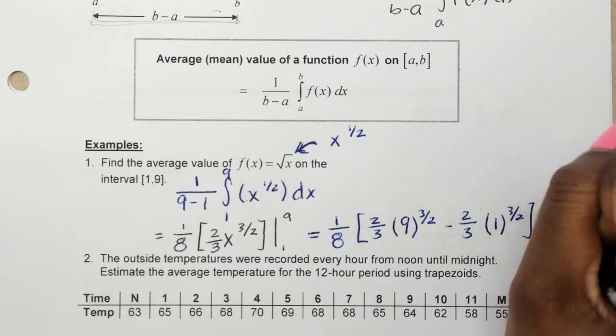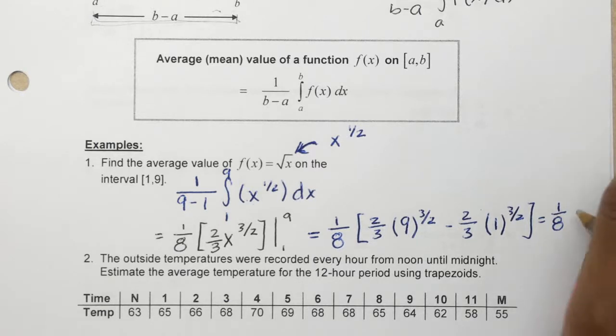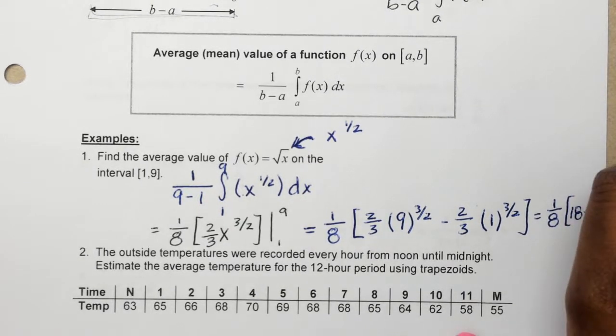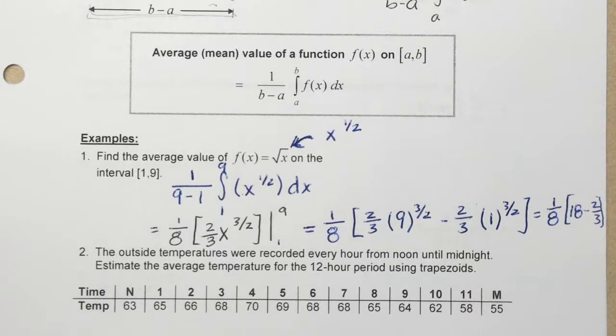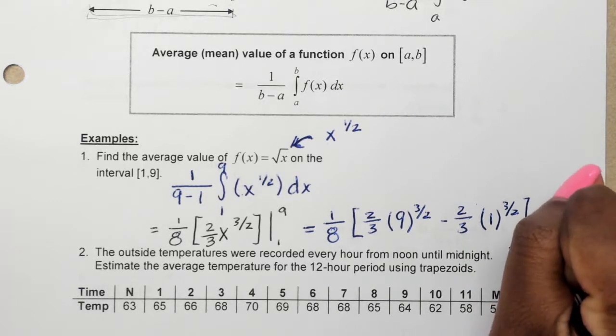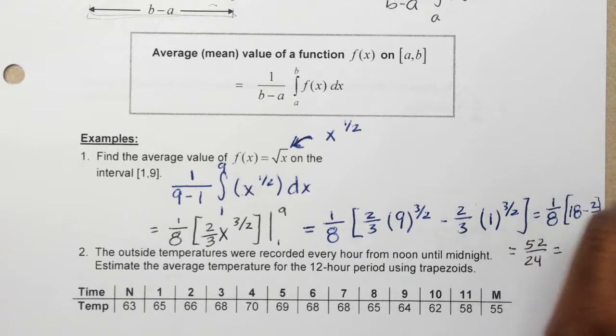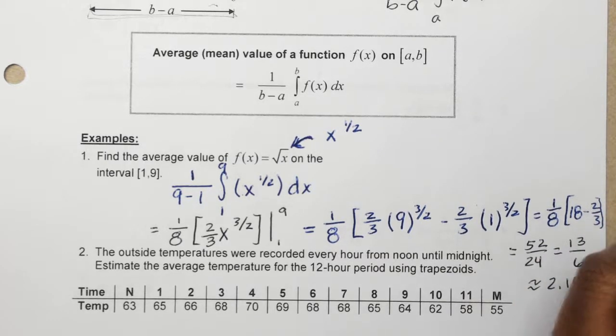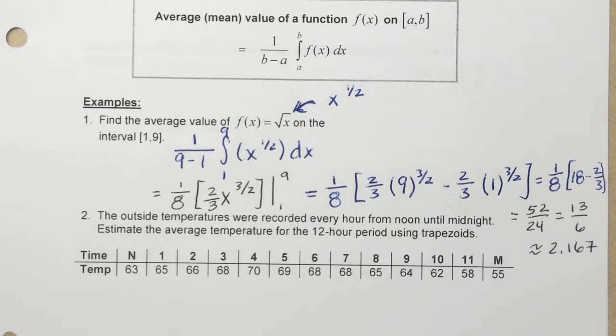which is going to be equal to 1/8 times, oops, I might run out of some space, 18 minus 2/3, which is equal to 52/24, which you can simplify to 13/6, or if you want to plug it into the calculator, approximately 2.167. So that's the average value of f of x on the interval from 1 to 9.